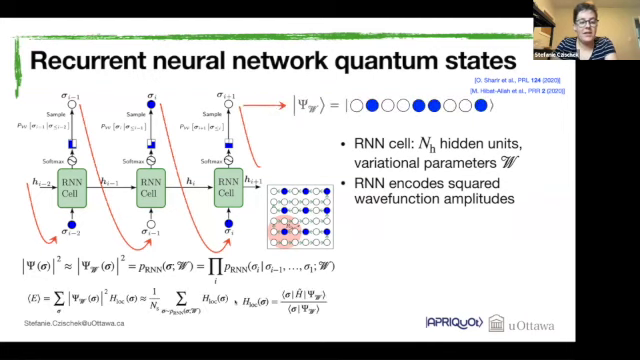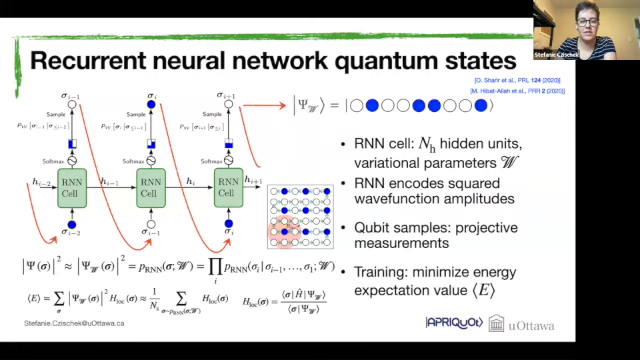And so the way we train the network now is we evaluate the energy expectation value, which is basically the expectation value of the Hamiltonian operator. And we can do this efficiently by just drawing samples from our recurrent neural network. So we just generate different qubit configurations. We read them out here, and we use them to evaluate the energy expectation value. And then we train the network by just minimizing this energy expectation value, which in the end should have converged to the ground state representation.